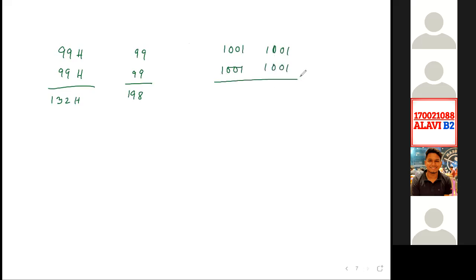Let's see. So does it satisfy both? So let's add: 1 plus 1 is 0, 1 will be there. 1 plus 1 is again 0, so 1 is carried. 1 plus 1 is 0, plus 1 makes it 1. It will be 1, 0. Is it okay? Is it what we get? Is the addition okay? Yes, sir. Just a second. Yeah, the addition is okay.